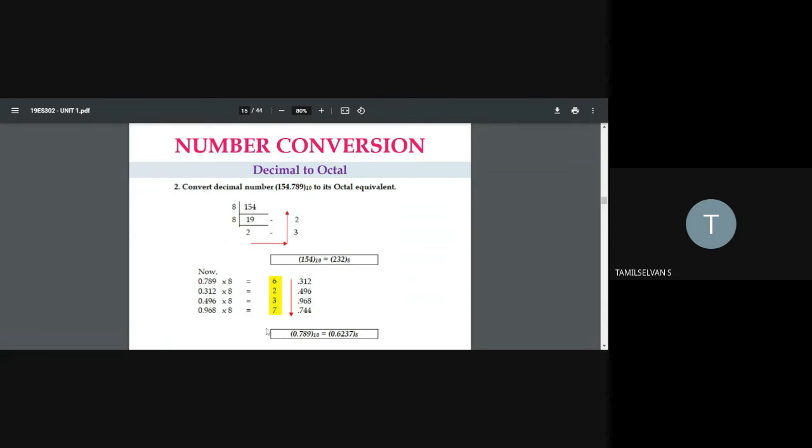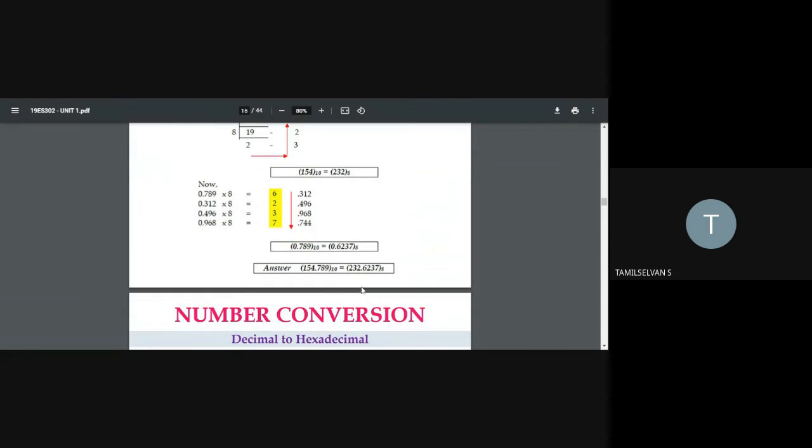I have already told you that if 0 does not arise, we can stop this multiplication operation by the third step or fourth step itself, right? So I can take the final value 6237 from that, top to bottom, for the floating point numbers. Okay, so the final result will be 232.6237 to the base 8, which is the final octal number for the decimal number.